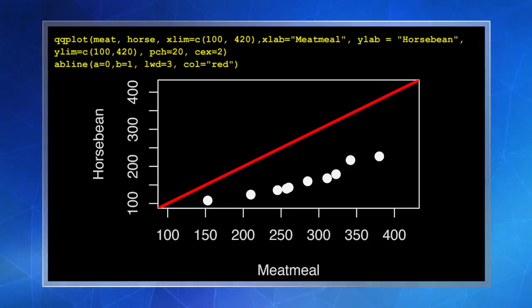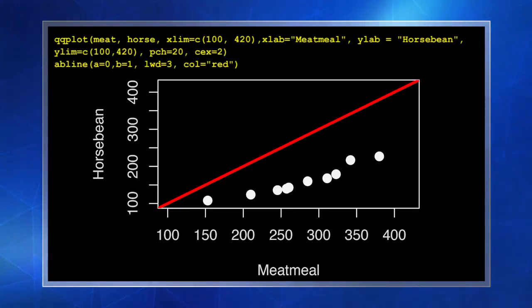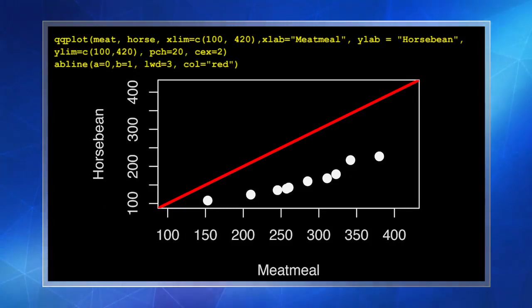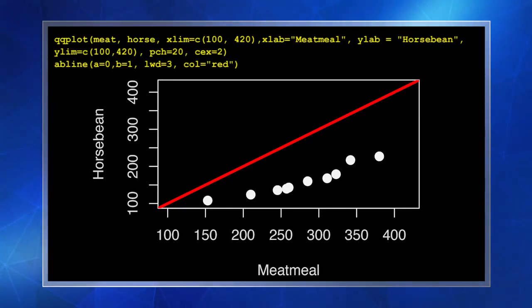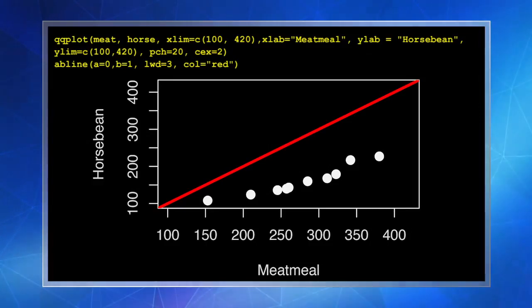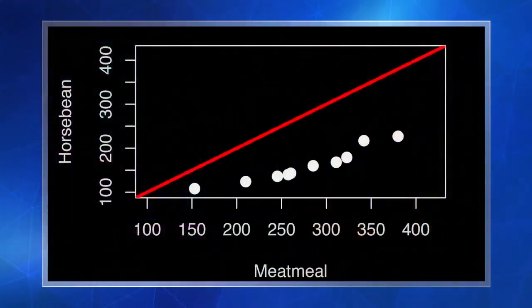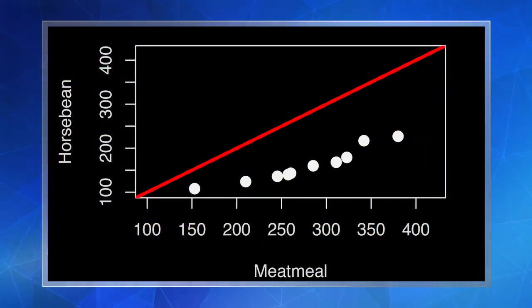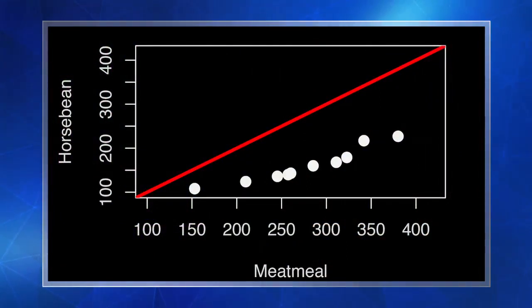Now imagine here, if feed had no effect on chicken weight, then we would expect our data points to fall sort of randomly around this red line. This is the line where y equals x. But if feed did have an effect, well, we would expect our points to be shifted either above or below the y equals x line. Notice in our example, all of our points fall below the red line, right? So they're being pulled by the larger values in meat meal.